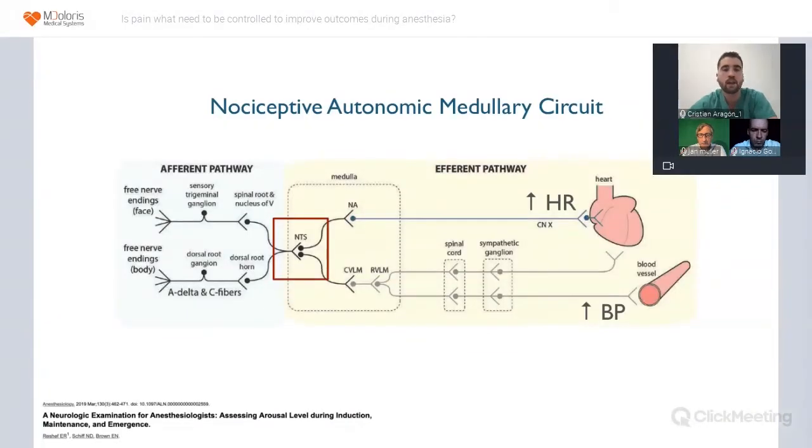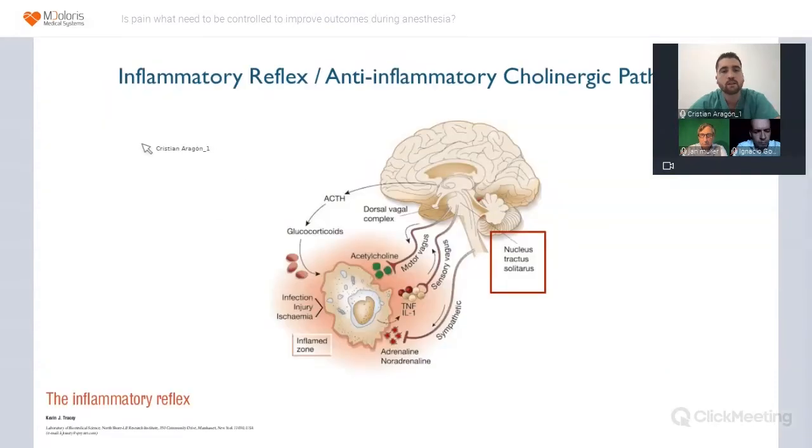This nucleus, through the nucleus ambiguus and the vagus nerve, increases the heart rate, and it also stimulates the sympathetic chain, increasing adrenaline and noradrenaline, and therefore the blood pressure. That's what we are used to seeing every day in our operating room and how we have regulated analgesia until now. In addition, this nucleus also activates the humoral anti-inflammatory response of the vagus nerve and activates the hypothalamic pituitary adrenal system by releasing adrenocorticotropic hormone and increasing glucocorticoids.